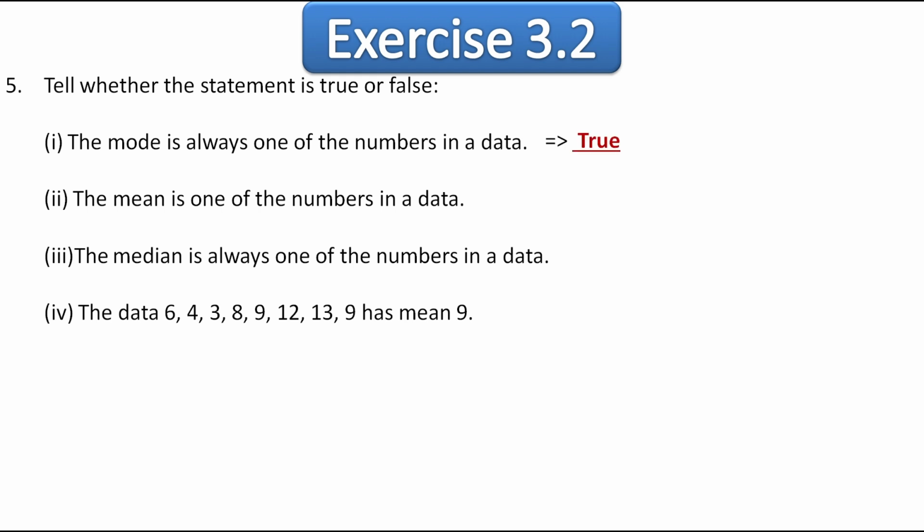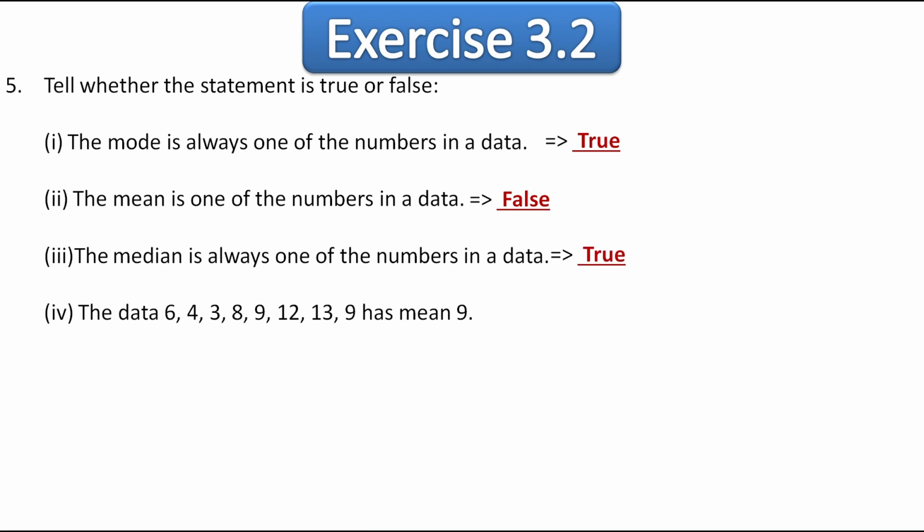The mean is one of the numbers in a data. No, it can be from other data, because mean is what? It is average, which we find by calculating. So the second statement is false. Third statement is the median is always one of the numbers in the data. Yeah, median is what? The number which is present in a place of a middle number is called as median. Therefore this statement is true.